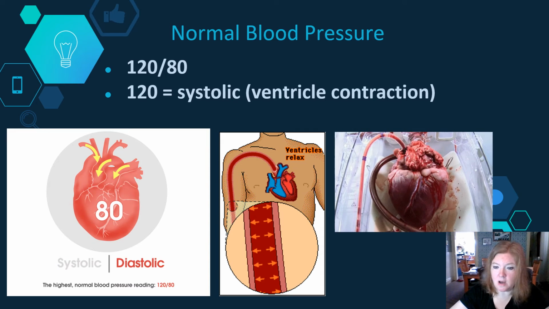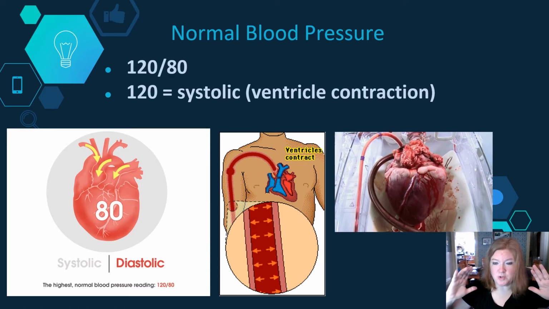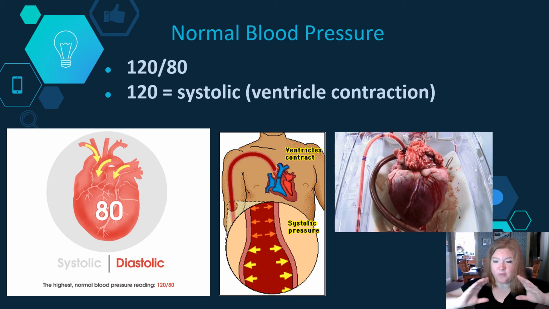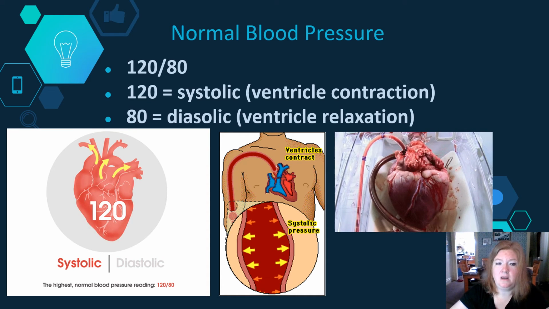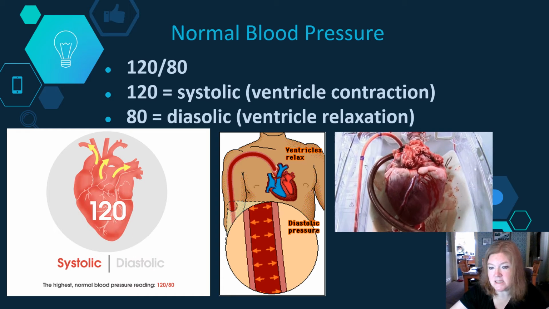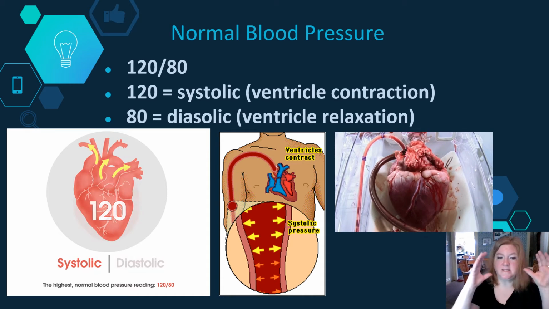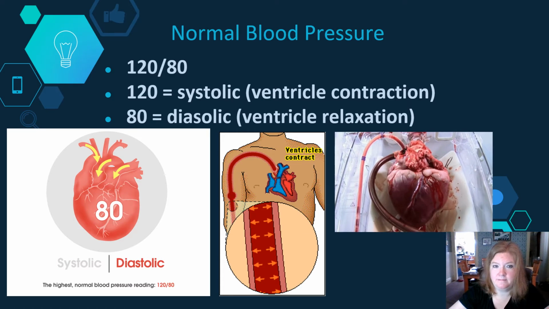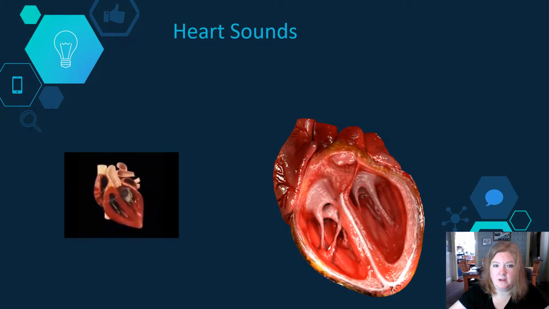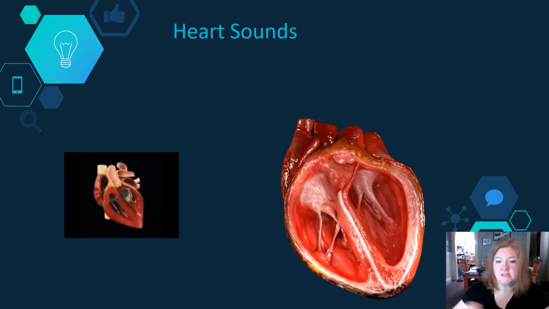The 120 is called systolic. That's when those ventricles contract and push. So that's when the walls of the arteries have the greatest squeeze to them. And then 80 is diastolic. That's when the ventricles are relaxed and the arteries have less of a push against them. What are the heart sounds?